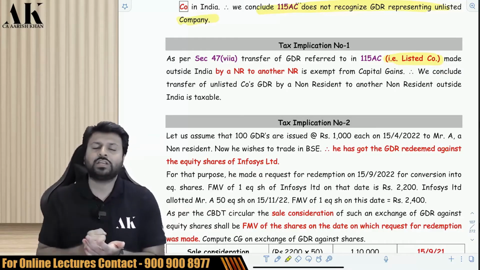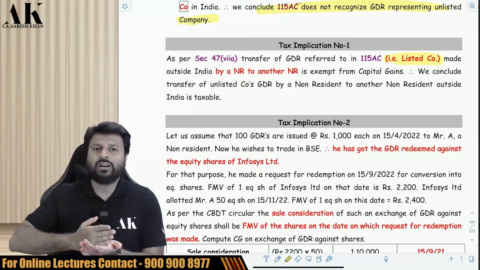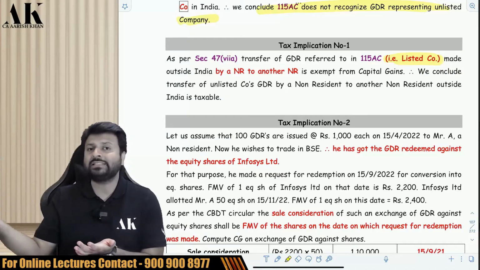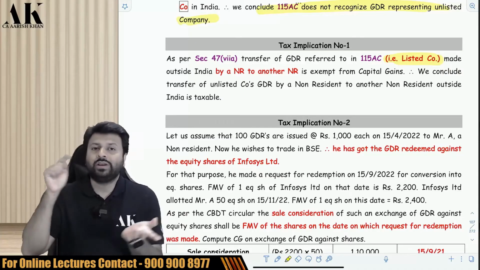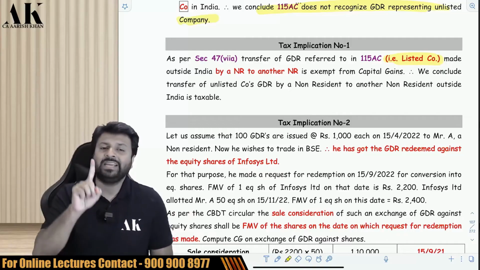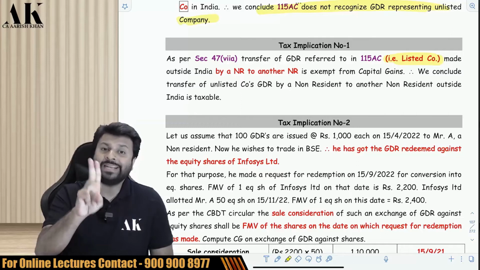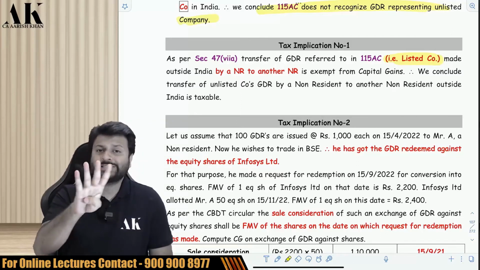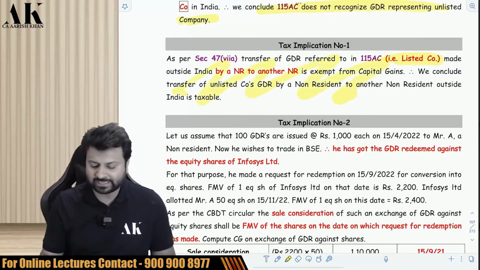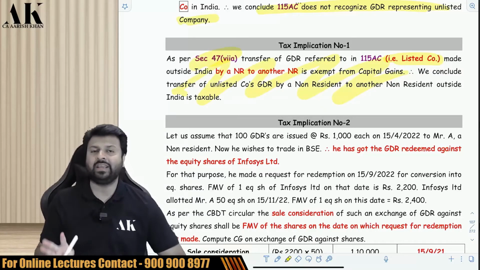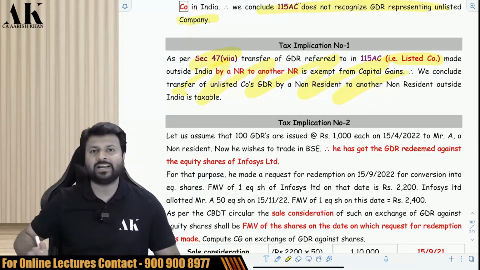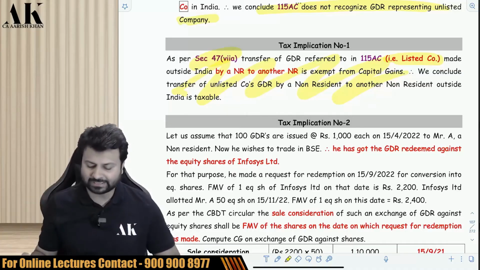Now tax implication number 1, listen please. If that non-resident transfers that GDR to another non-resident outside India, so if a GDR of a listed company is transferred by a non-resident to another non-resident outside India, then that transfer is an exempt transfer under section 47(7)(a). So one NR can transfer the GDR to another NR, it will be exempt, exempt and exempt.